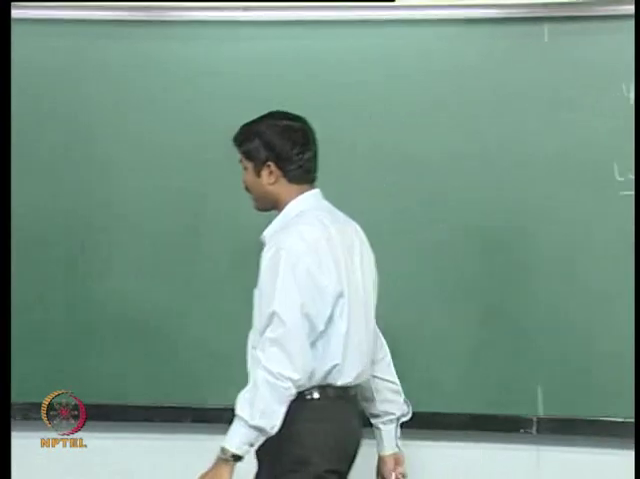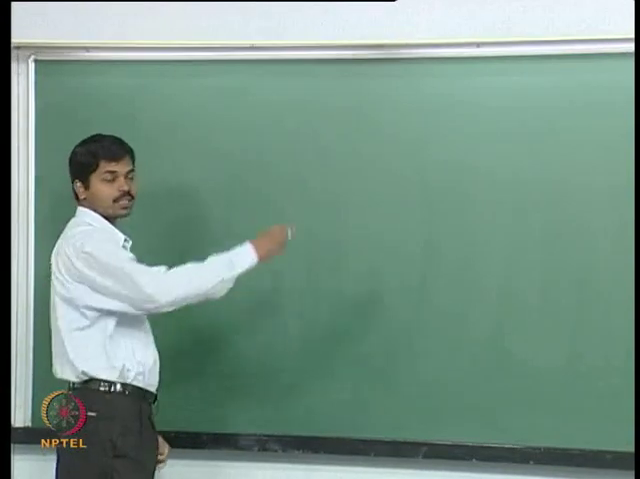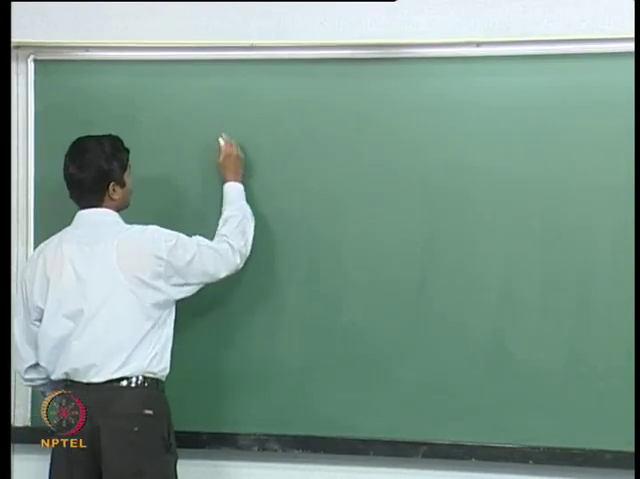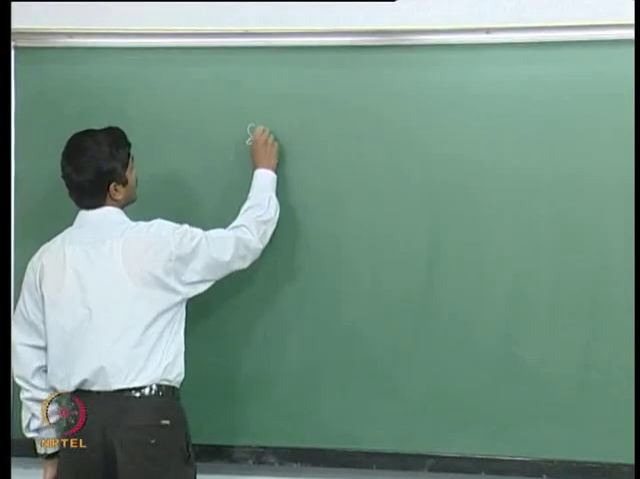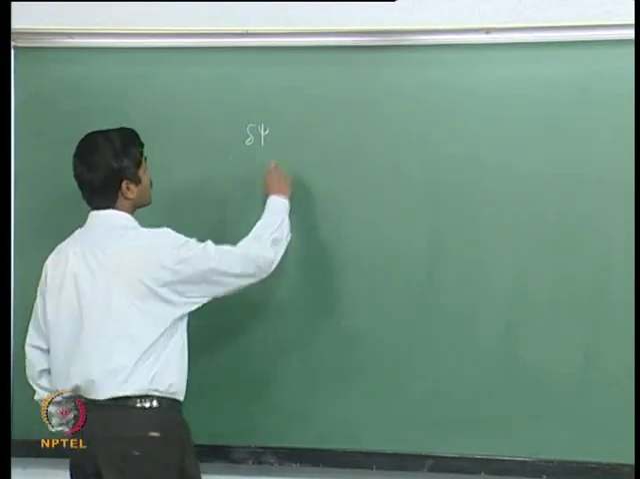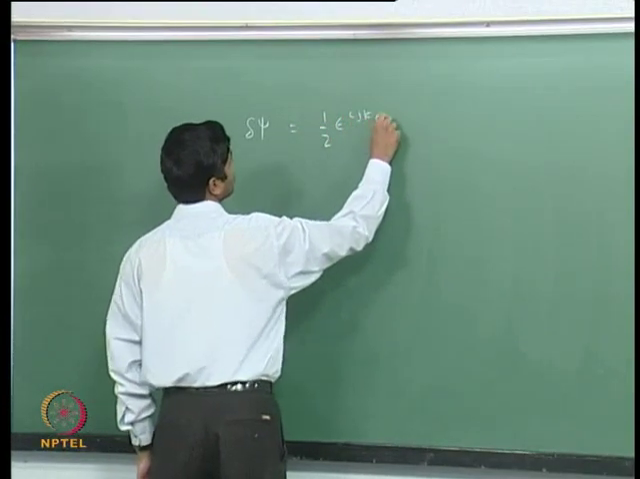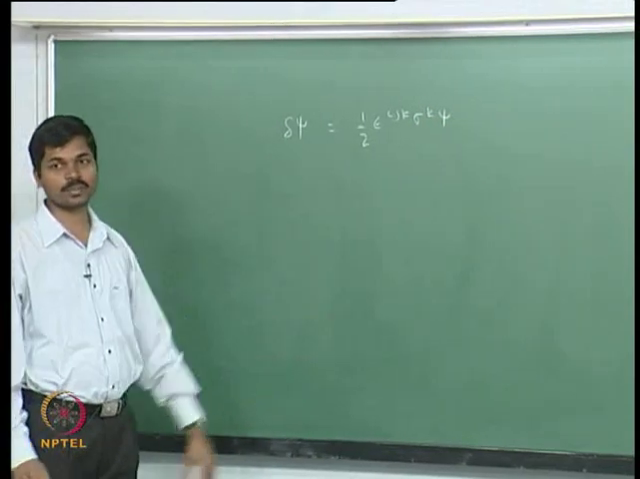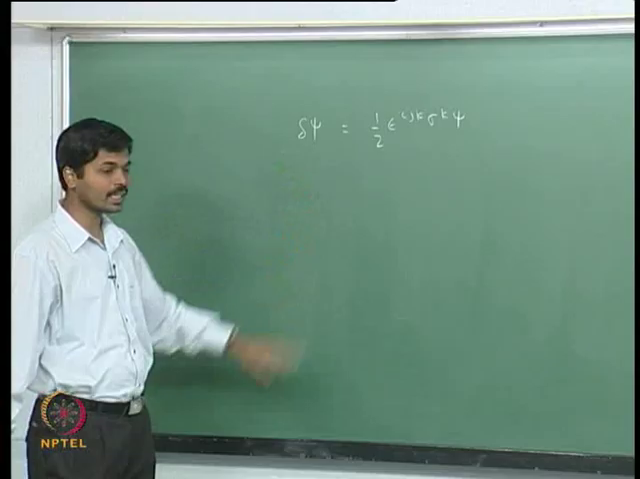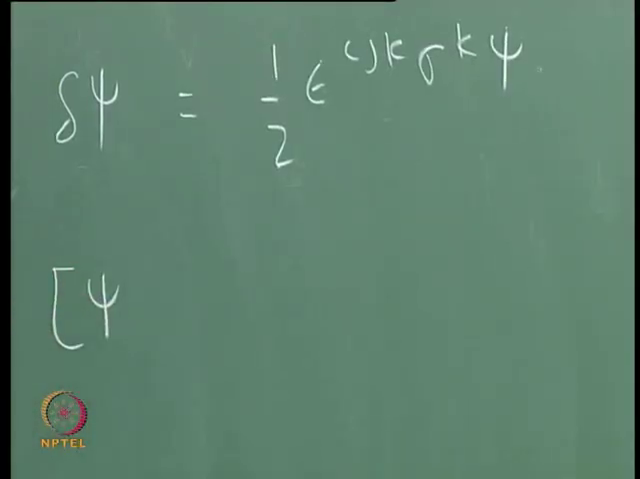So what is the spin half field? I mean, in quantum mechanics, a spin half field under rotation just transforms in the following way. Delta psi for a spin half field is just half epsilon ijk sigma k psi. When this happens, it is just a spin half field. Here delta psi is nothing but the commutator of psi with the generators of the transformation, right.